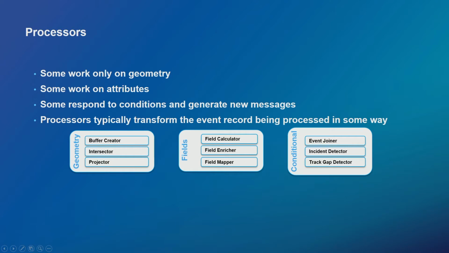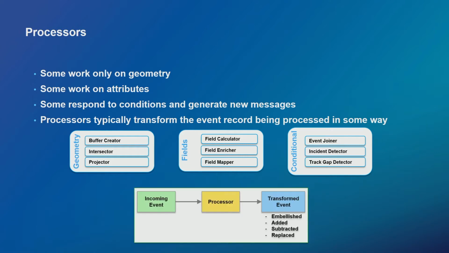The role of a processor is to make some modification to an event and send it on, or detect some condition and generate a new event record. In either case, a processor promotes events that have been modified in some way.